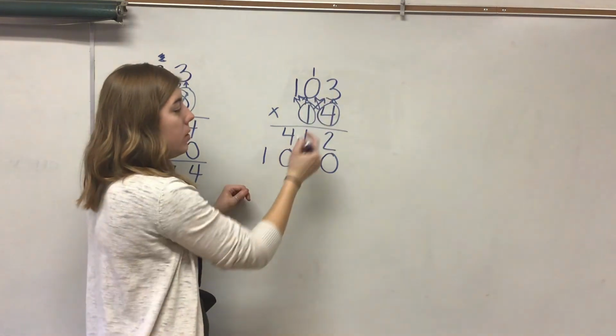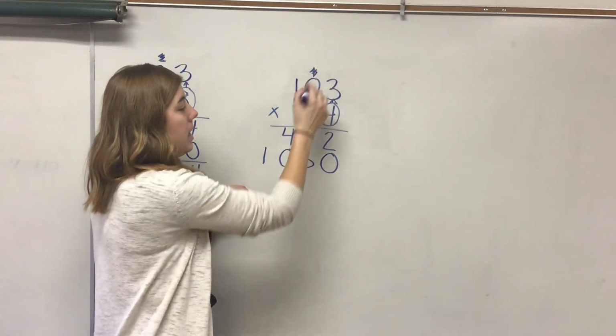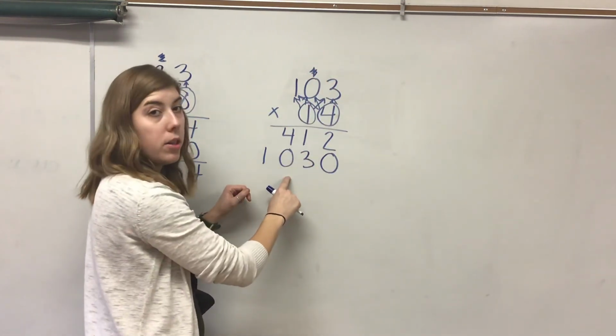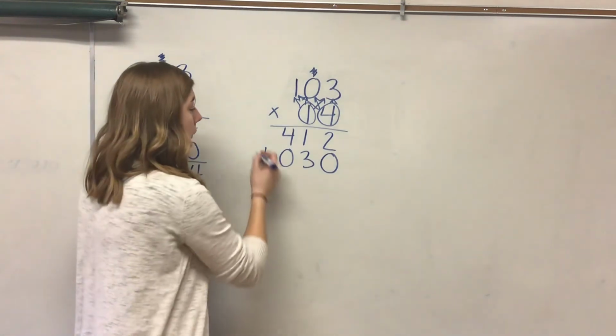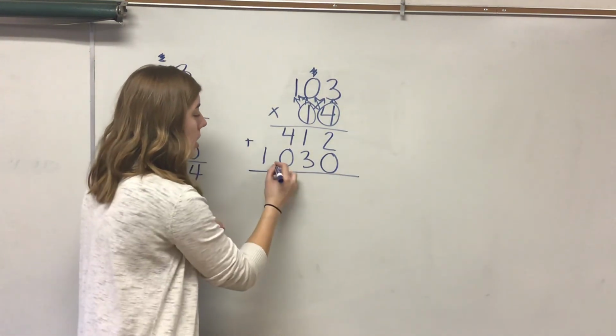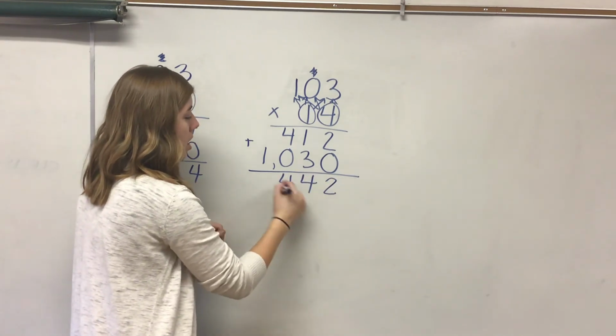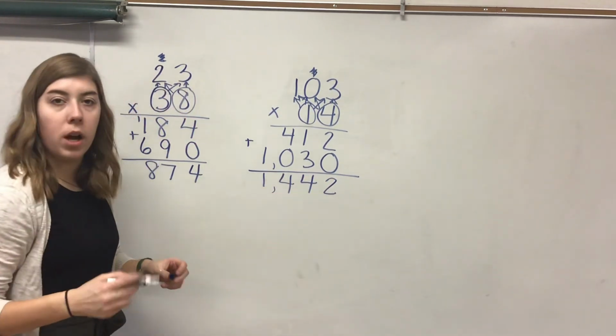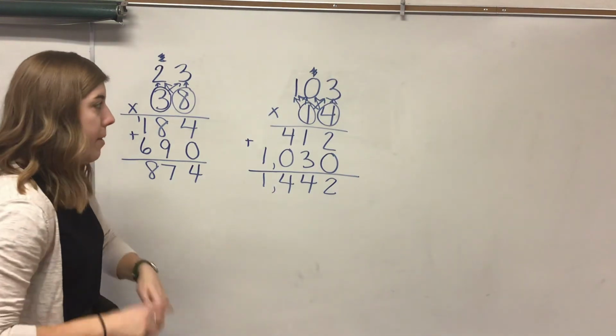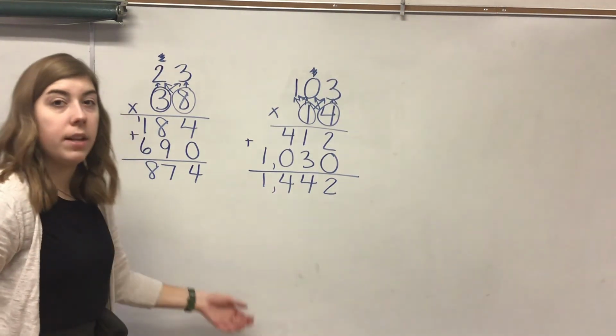Don't forget, we already used this 1 up here in this top set of numbers, so we actually won't use it down here at the bottom. You don't repeat what you carried. I'm now going to add those two numbers together. You get 1,442.